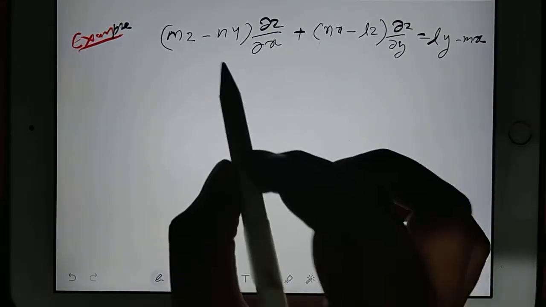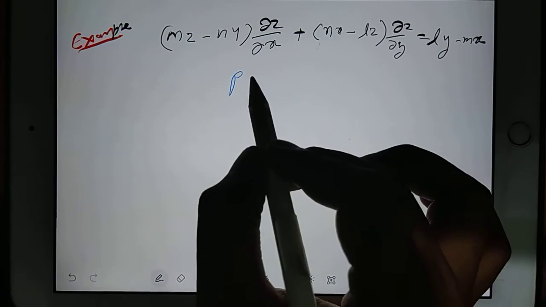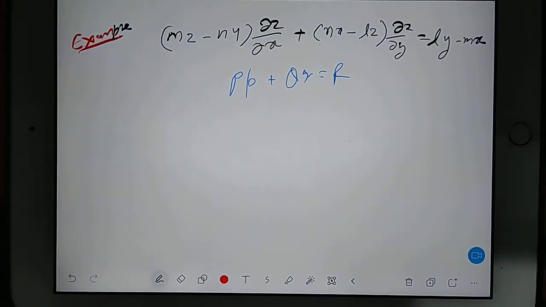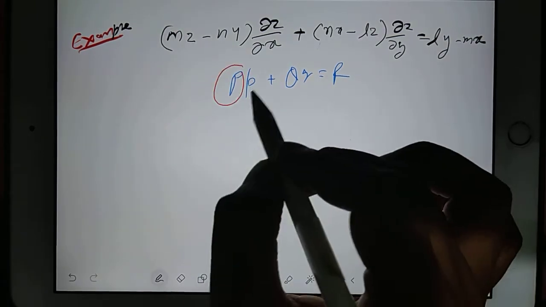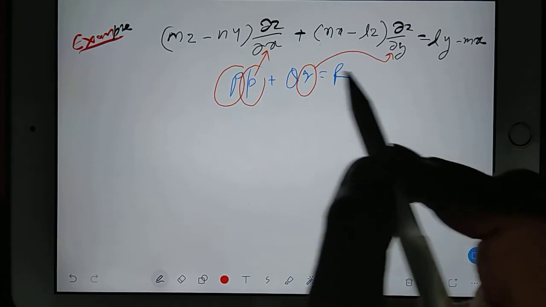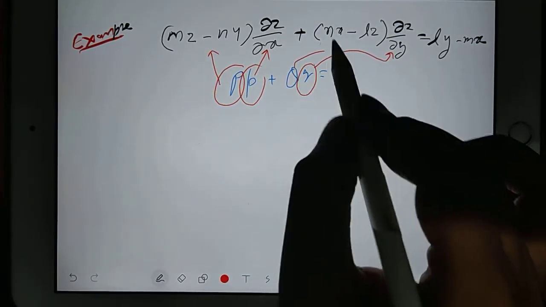See here, try to link whether it is matching with Pp plus Qq is equal to R. Yes, it's matching. So your small p value is nothing but ∂z/∂x, small q is nothing but ∂z/∂y. So the remaining part is P, Q and R.